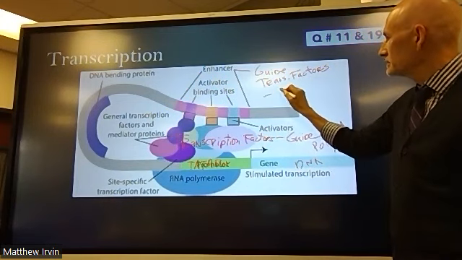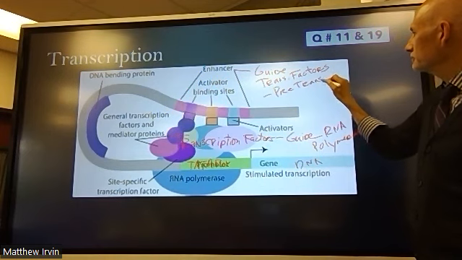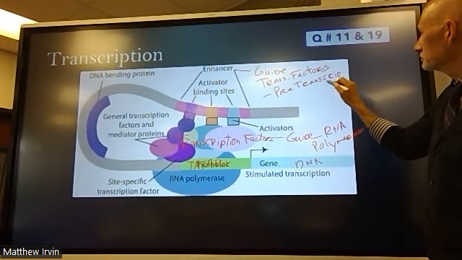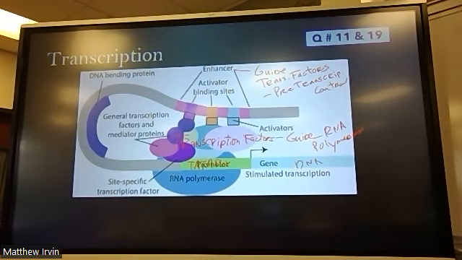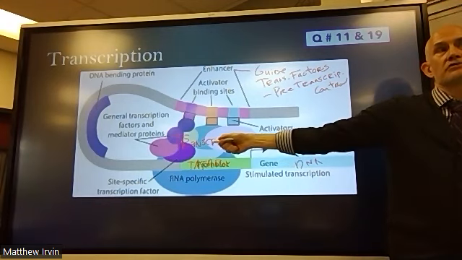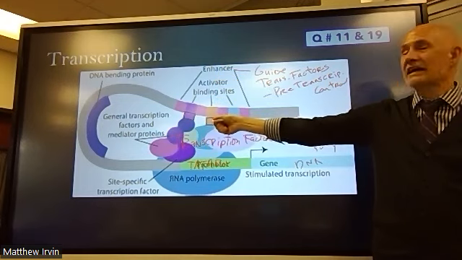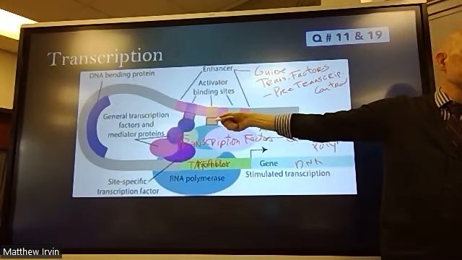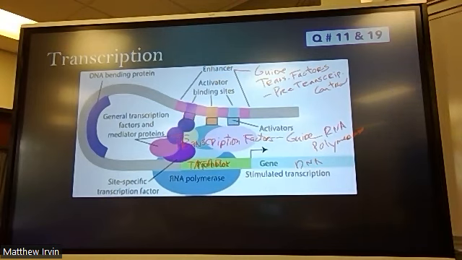So this is pre-transcription control. All of this goes back to signal transduction pathway. So the hormone comes in, the hormone could potentially be transcription factors. The hormone could be activators that bind to the enhancer region. And so then they start off the process of transcription.